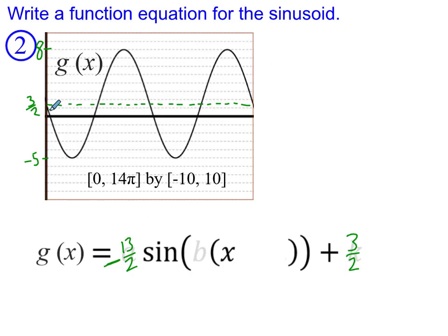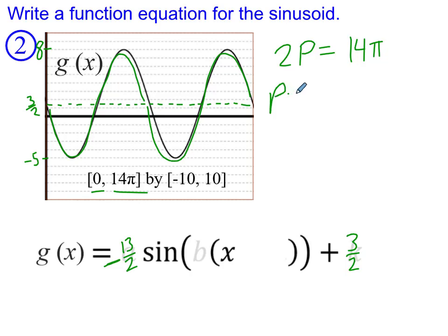Now, how many total periods do you see in this picture? It looks like one period there, and then a second period here. So off to the side, I'll write 2 periods equals the total width of that window. 0 to 14 pi is just a width of 14 pi. That means that one period is 7 pi, right? That is longer than our basic period, so we must have had a horizontal stretch. We must have taken our basic period of 2 pi and stretched it out.